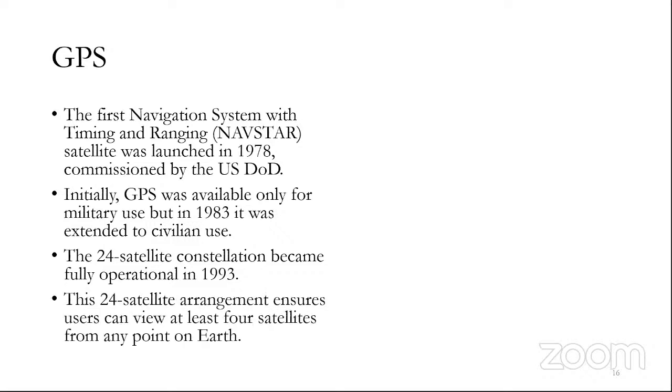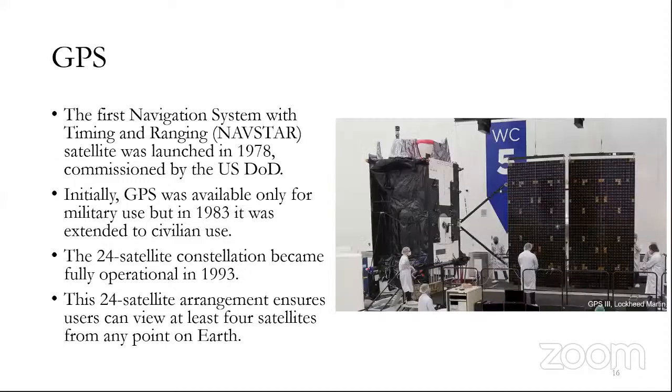The reason why they chose 24 satellites is that with that number, it ensures that users can view at least 4 satellites from any point on Earth. I have a picture here of the latest GPS satellite model, which is the GPS-3 manufactured by Lockheed Martin. And as you can see, the GPS satellites are not small, they are considerably large.